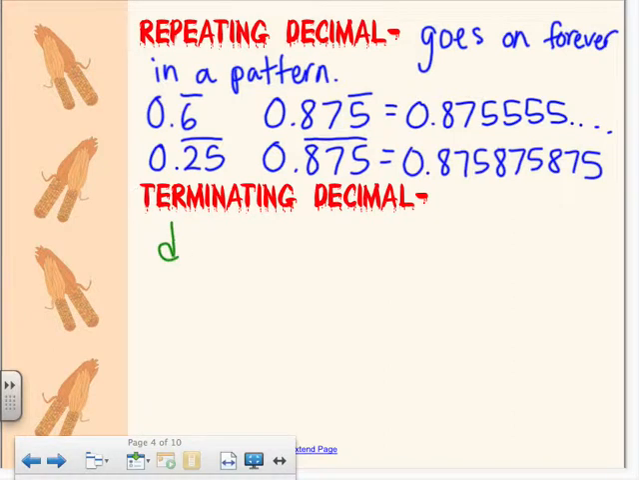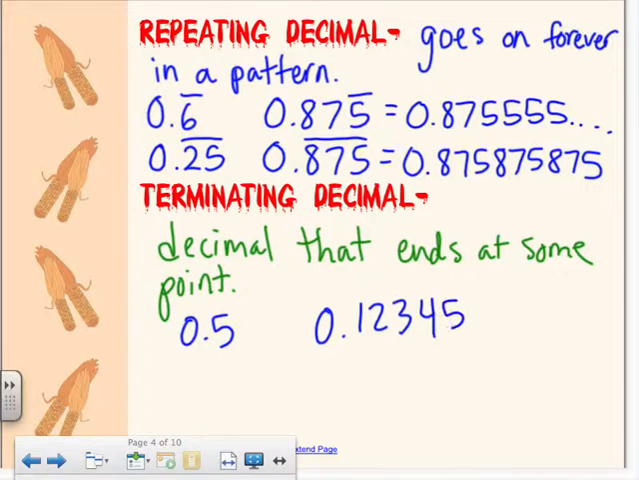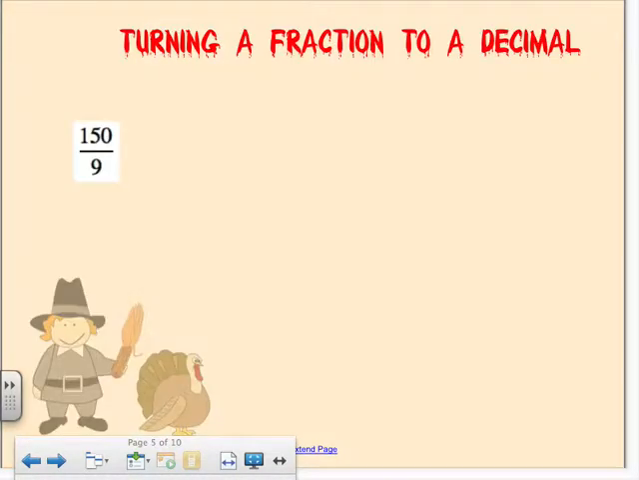So a decimal that ends at some point. It might go for a little while. It could have a lot of digits, but as long as it ends, it's a terminating decimal. So you could have anything from just 0.5, a normal 0.5, or you could have a big long number that goes all the way to that before it stops. Okay, those are both terminating decimals as long as they're not going on forever.